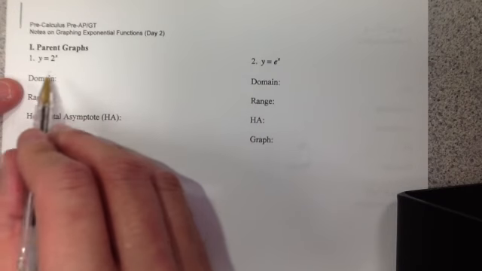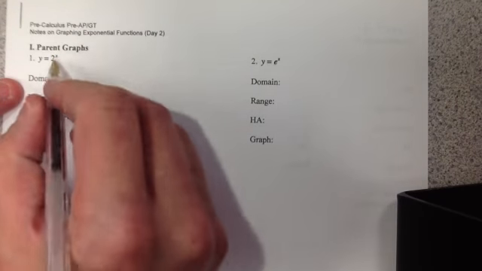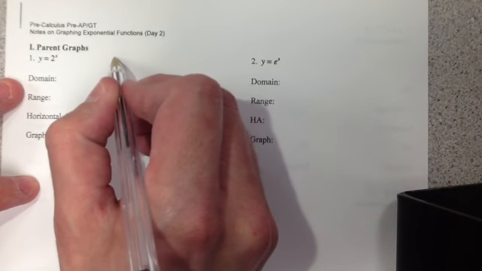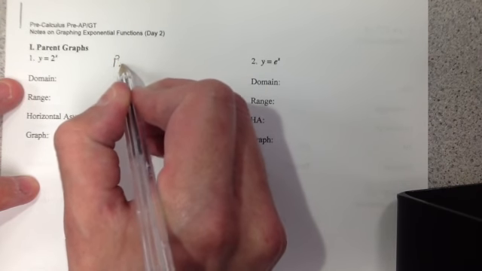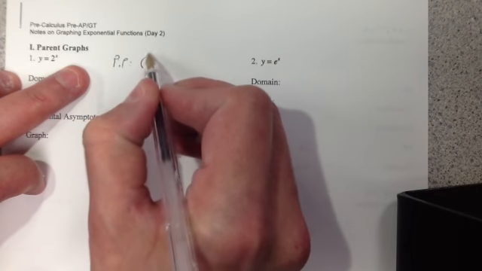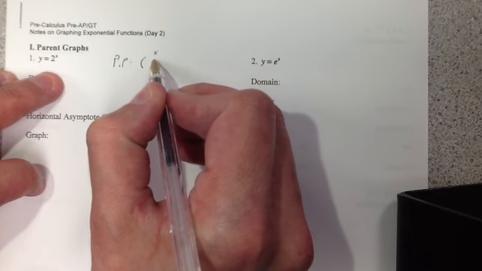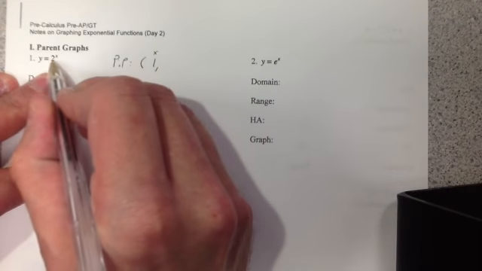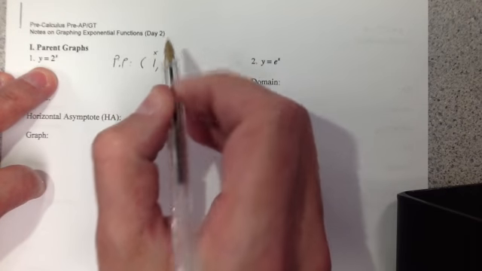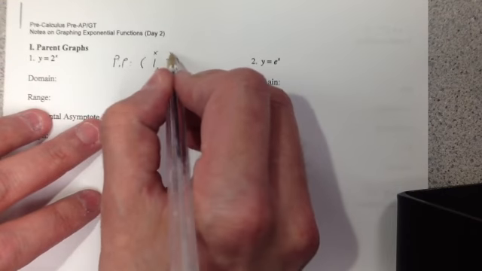Now to graph these, we're going to take a look at a couple of things. One, we need some points. The first point that we're going to get is called the parent point, or the PP. To get the parent point, we're going to let the x value be 1. And if we let the x value be 1, we get y becomes 2. So the parent point becomes (1, 2).